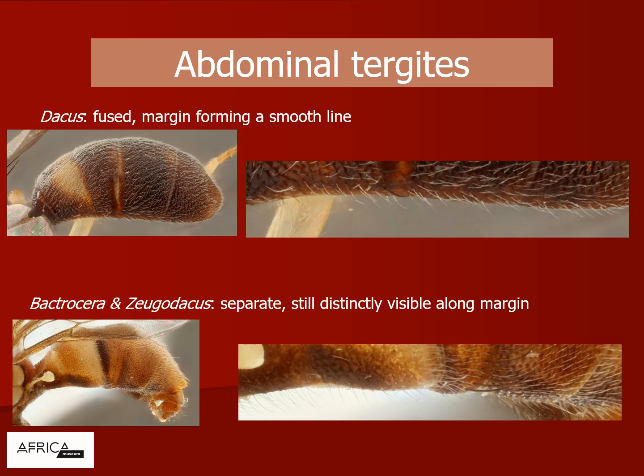The bottom row shows the state in Bactrocera and Zogadacus species. Here the abdominal tergites can still be seen as separate entities. The margin does not form a single smooth line, but is made up of different components that are slightly overlapping each other. This state is present in all Bactrocera and Zogadacus species, including Bactrocera olei. So there are no exceptions found among the representatives of these genera in Africa.